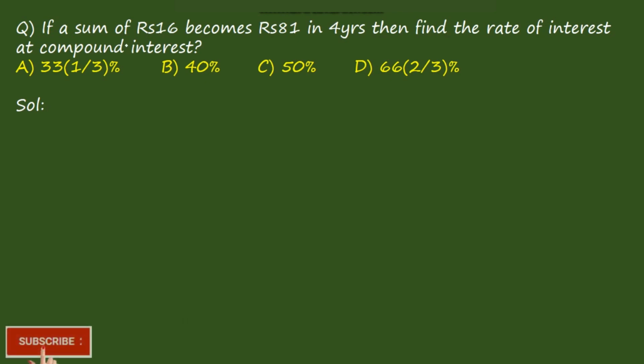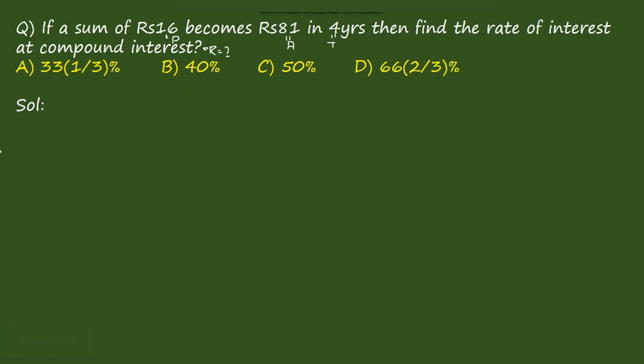Coming to the next question. If a sum of rupees 16 becomes 81 in 4 years, find the rate of interest at compound interest. First, understand the question. They're saying a sum of rupees 16, right? This is the principal. It became rupees 81, which is the amount, in 4 years, which is the time, right? And find the rate of interest at compound interest. We have to find the value of R.